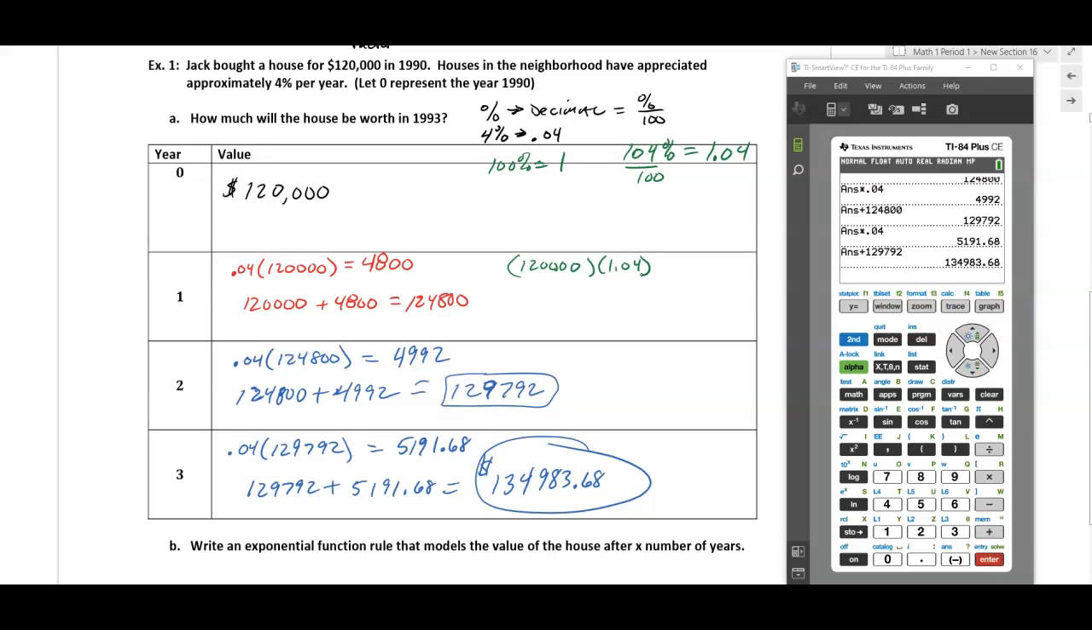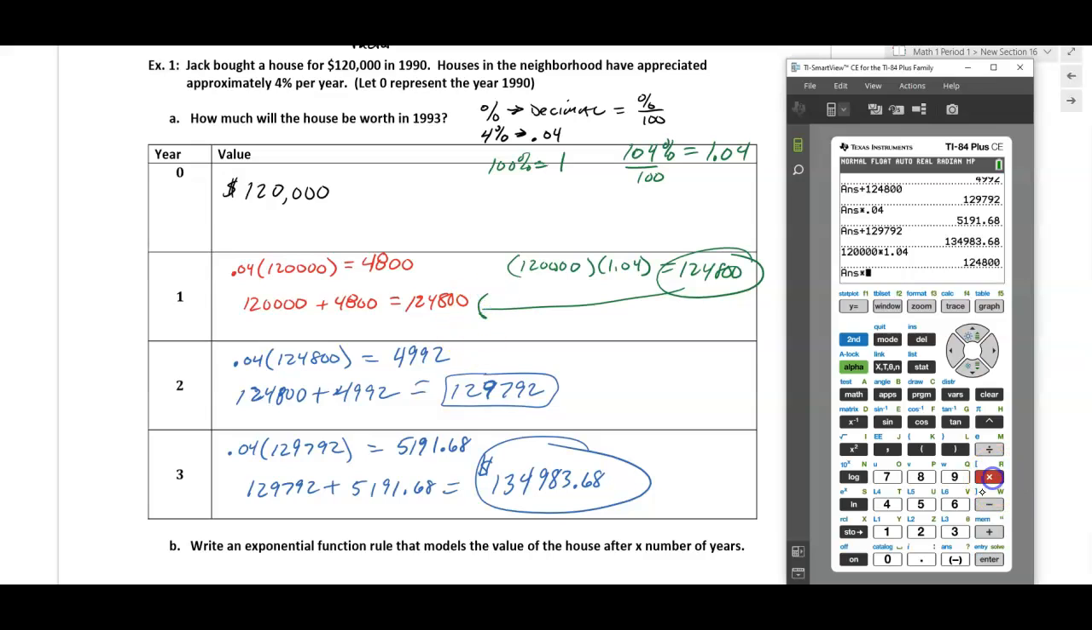120,000 times 1.04. Notice how it gives you that 124,800. Isn't that the same amount I got when I found the 4% and added it?